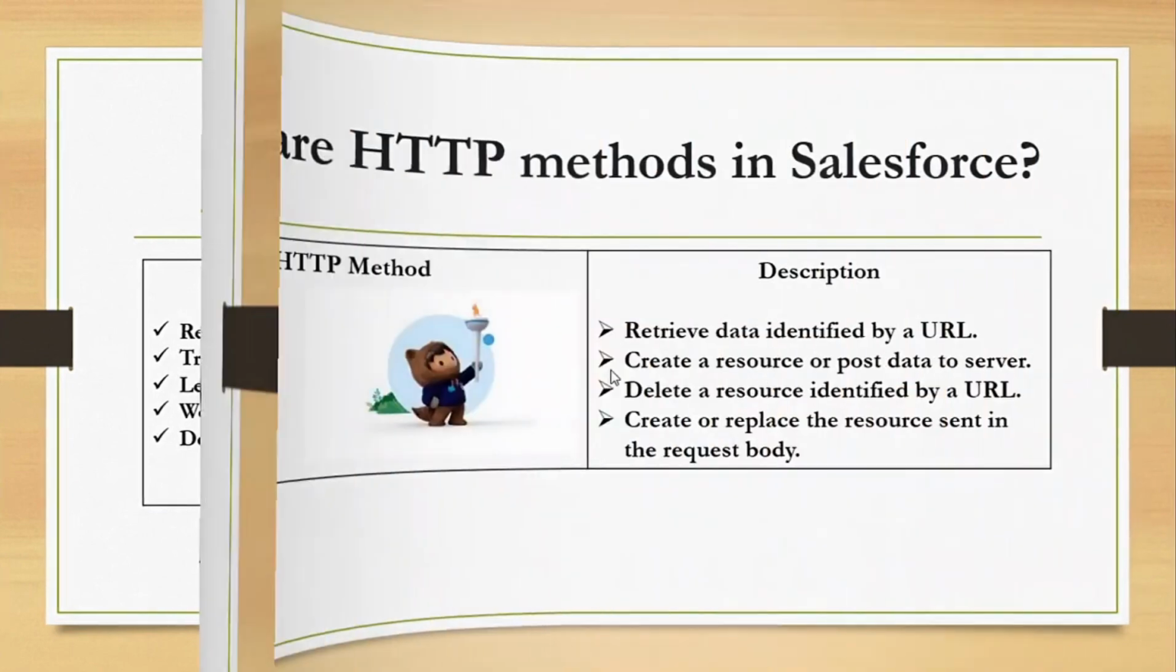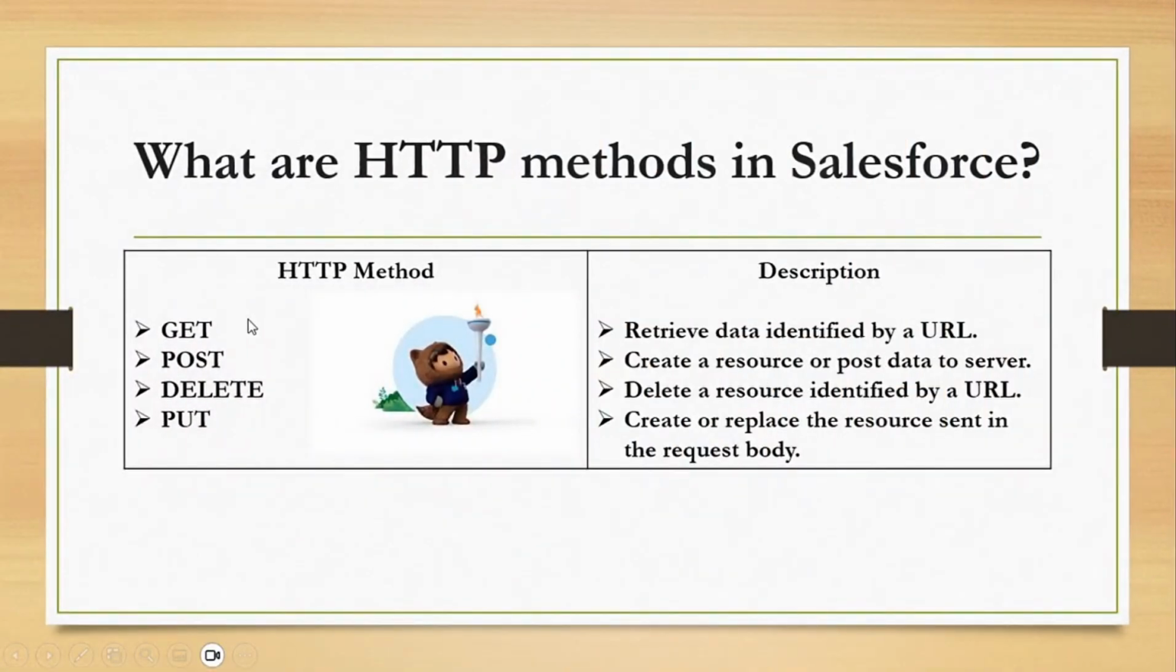What is the difference between HTTP methods and their descriptions? What are HTTP methods in Salesforce? There are four types of HTTP methods: GET, POST, DELETE, PUT. The GET method is used to retrieve data identified by a URL. POST is to create a resource or post data to the server. DELETE deletes a resource identified by the URL, and PUT creates or replaces a resource. Send the request in your body.